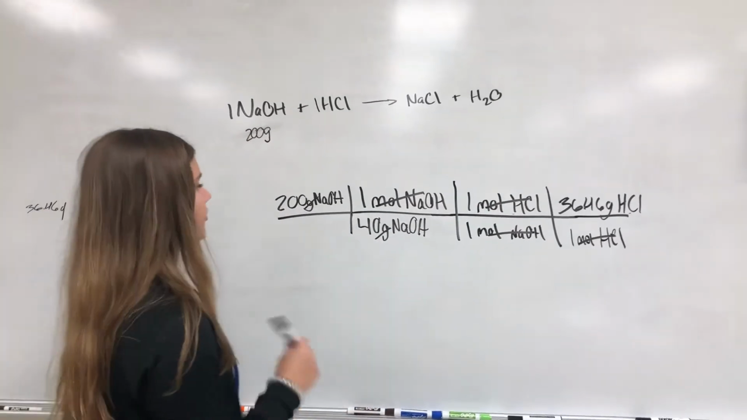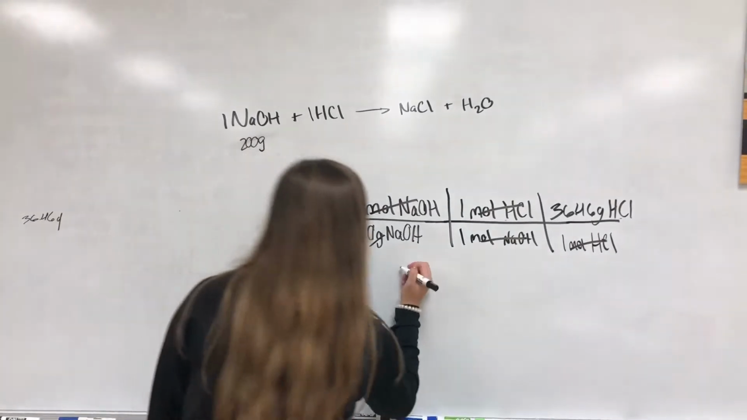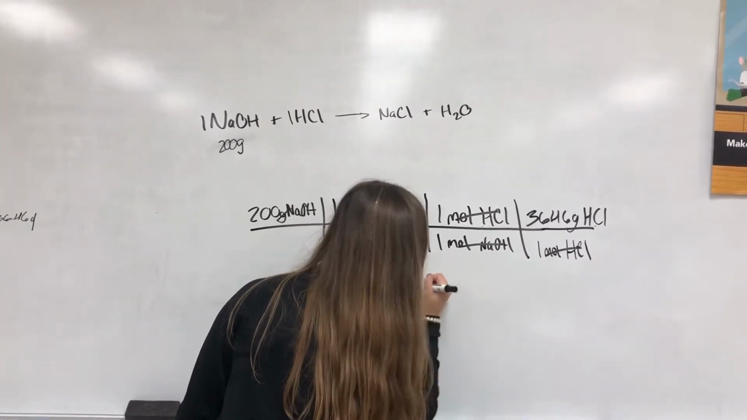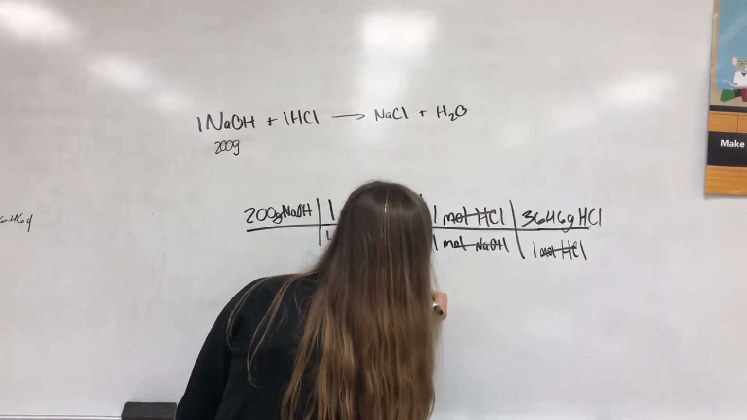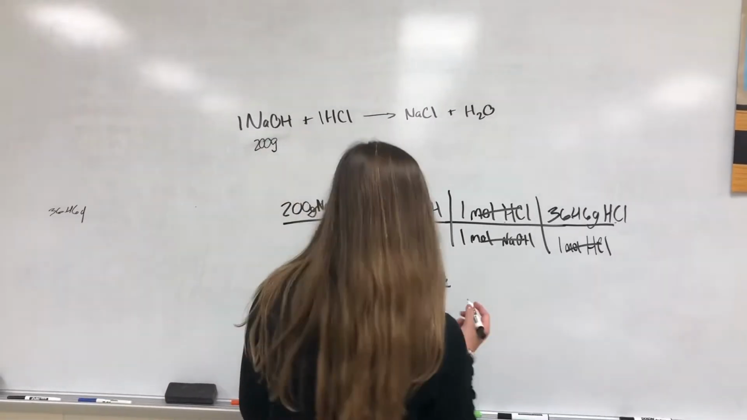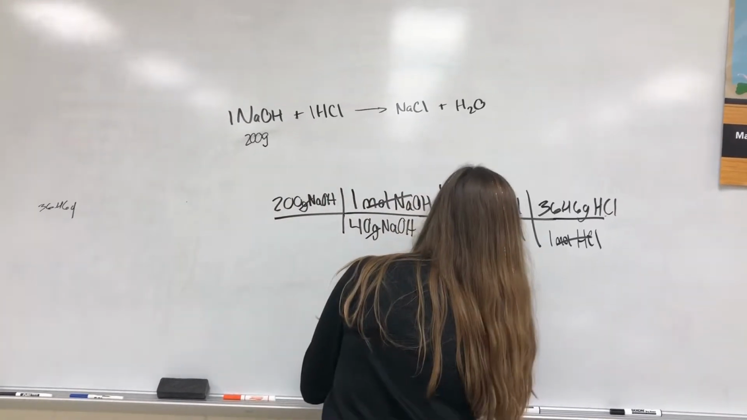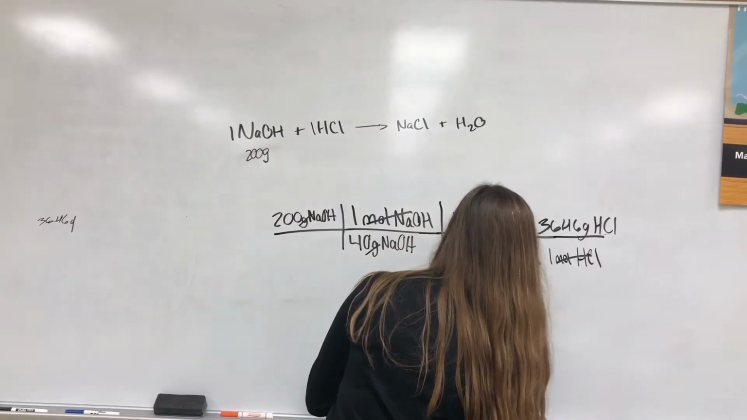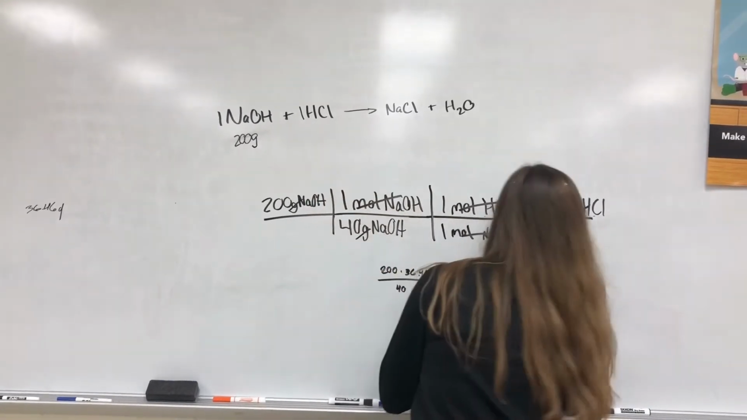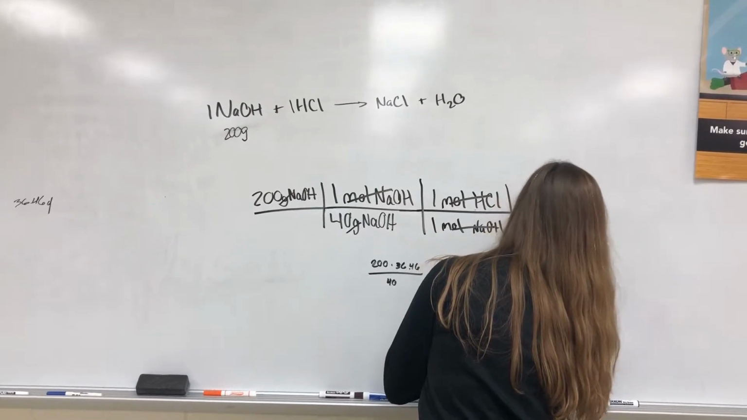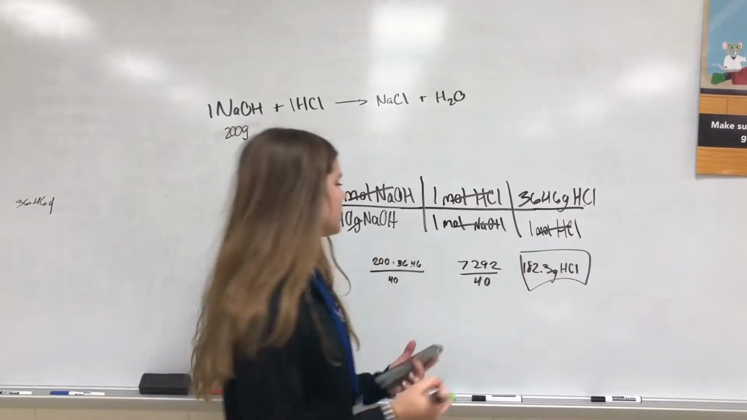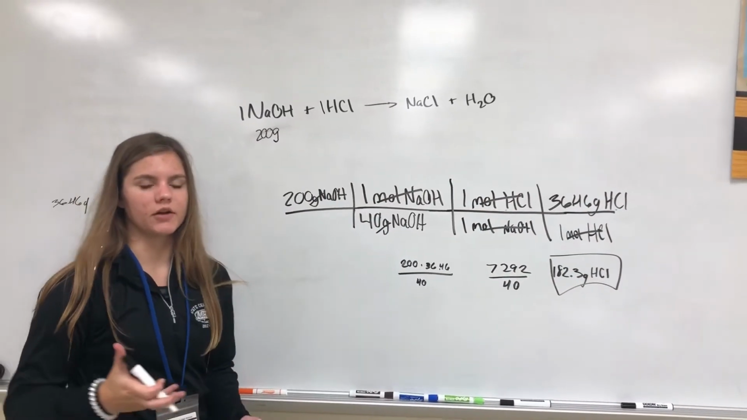And then lastly, you have to multiply straight across from the top and the bottom. So we have 200 times 36.46 over 40 grams. And then 200 times 36.46 equals 7,292, divided by 40, which equals 182.3 grams of HCl. Using grams to grams stoichiometry will help us find the limiting and excess reactants.